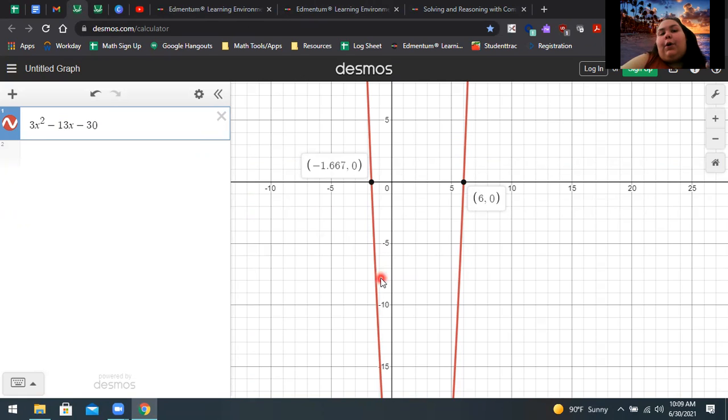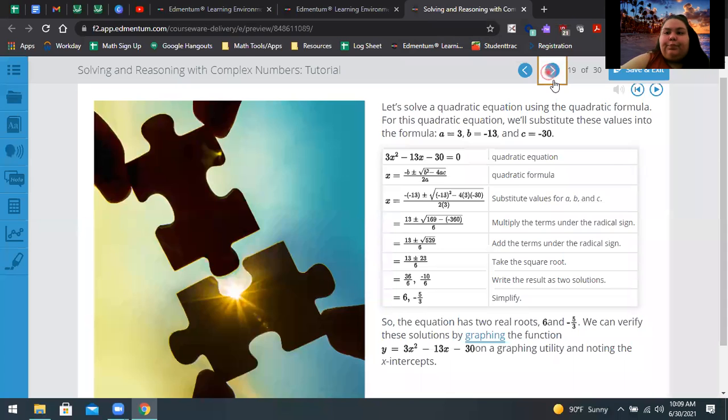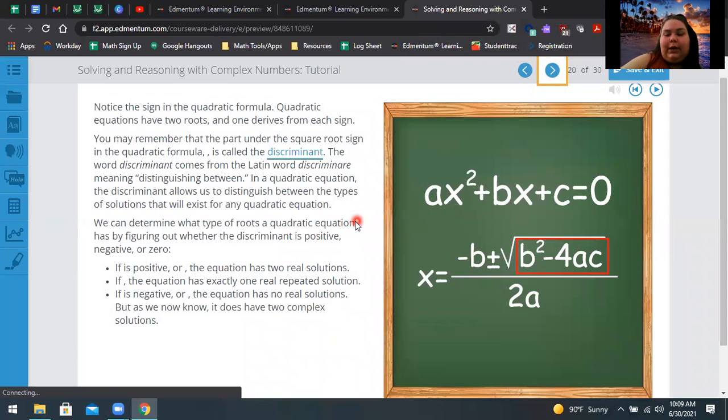But again, they're going to require you and ask you to solve it using the quadratic formula. Let's go ahead and move into slide 20.